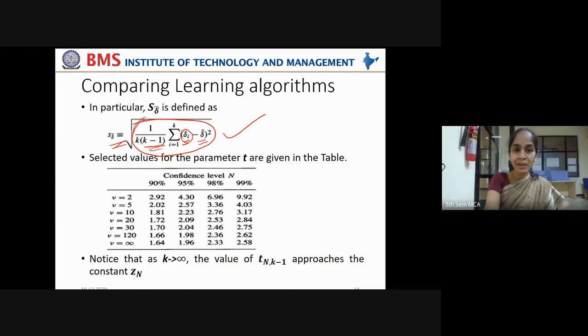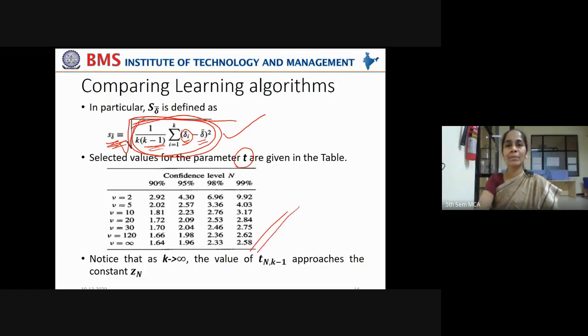Now this term, only this term without the square root, will give you the variance, and when you apply the square root over that, it will give you the standard deviation. That standard deviation with respect to this delta bar, the mean error, can be calculated. Once that is calculated, you can easily calculate the confidence interval. Now selected values for the parameter t are given in the table. This is how your t table appears.